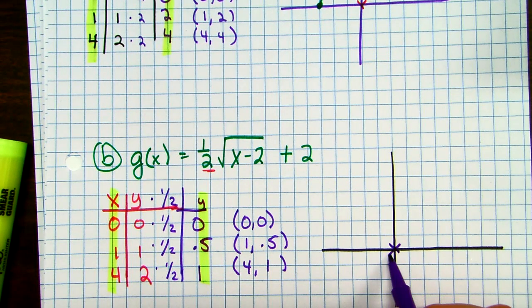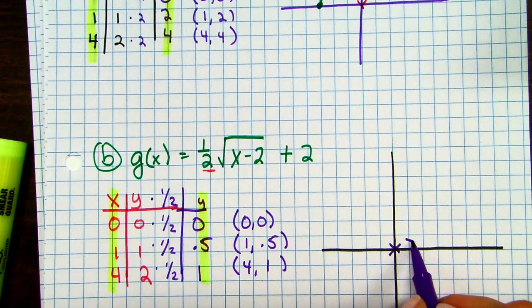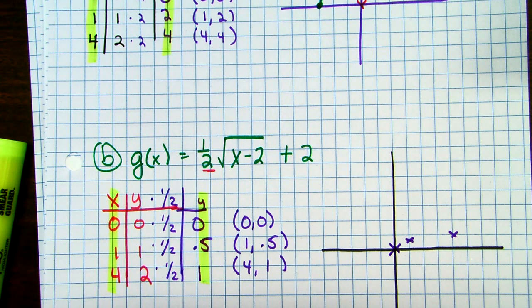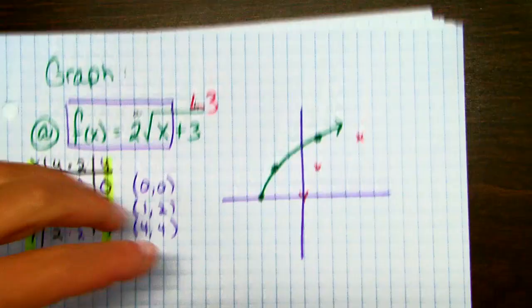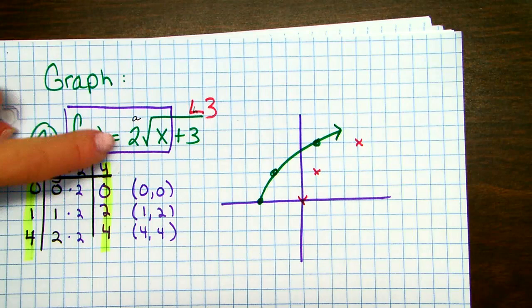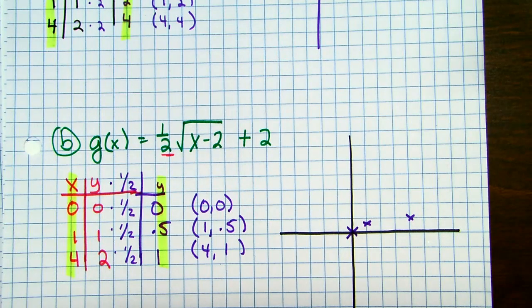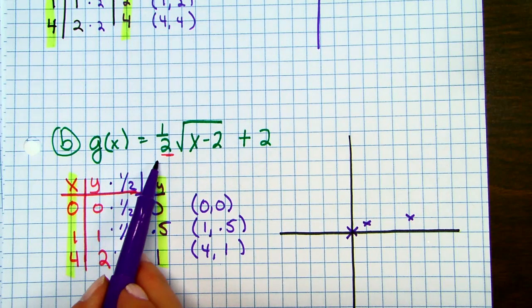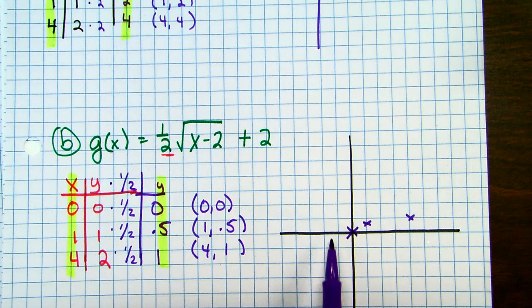So 0, 0, 1, 1/2, and 4, 1. See how the points are scrunched closer together? They're pushed closer together. It's a shrink versus pulling them apart more, which was the stretch. Number greater than 1 is a stretch, less than 1 is a shrink. Okay? Don't connect them. Those are not our last points.